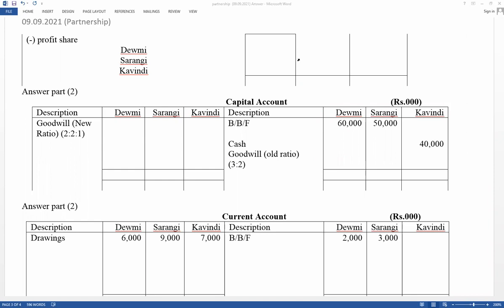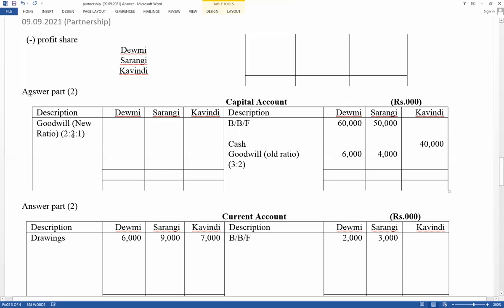Total profit share equals 5. 3:2, total profit share equals 5. Therefore, total goodwill divided by 5 into 3 and into 2. Therefore, goodwill equals 10,000. 10,000 divided by 5 equals 2,000, into 3 equals 6,000. A calculator can be used. And 4,000.